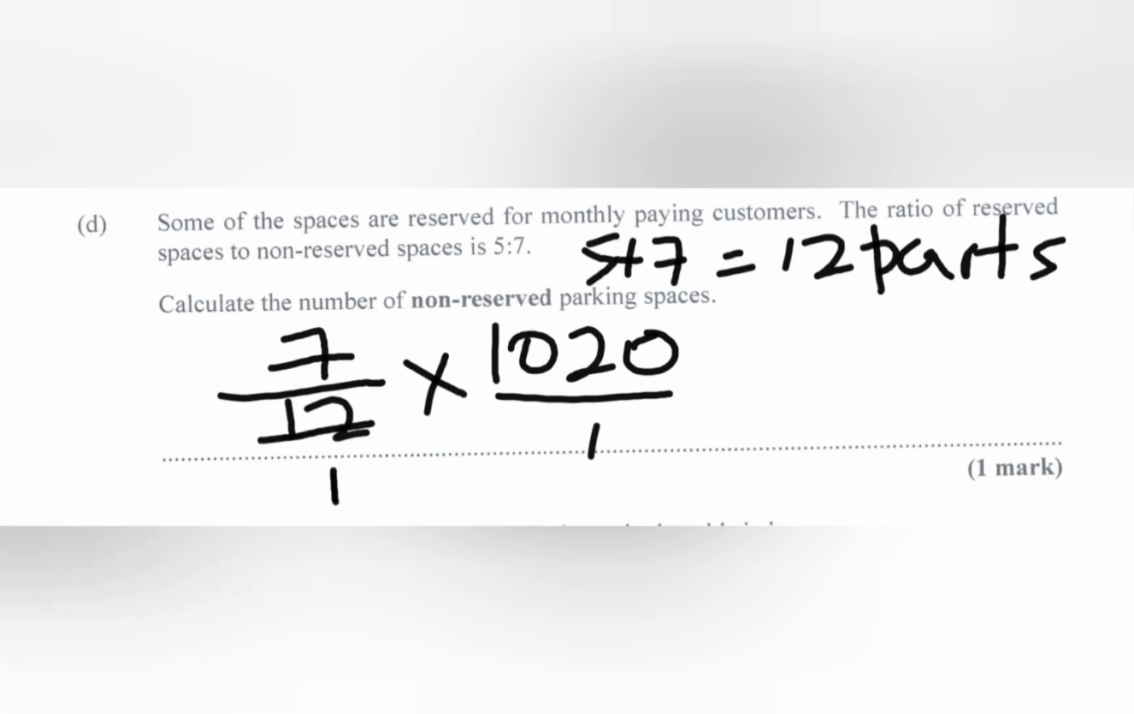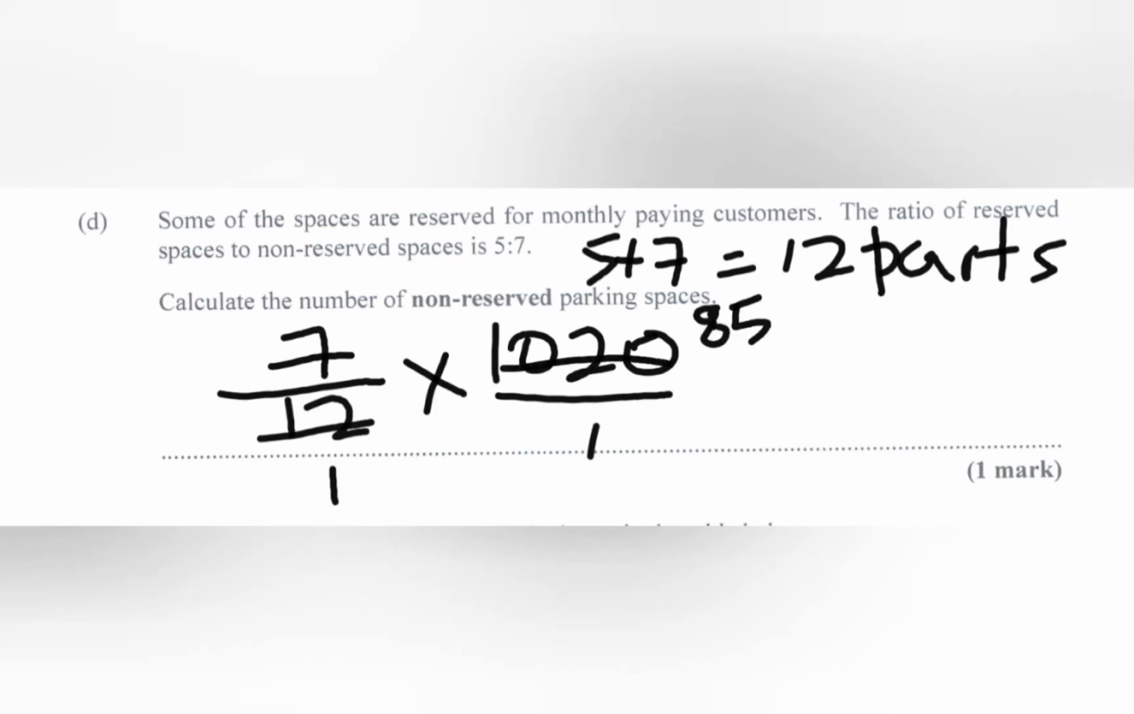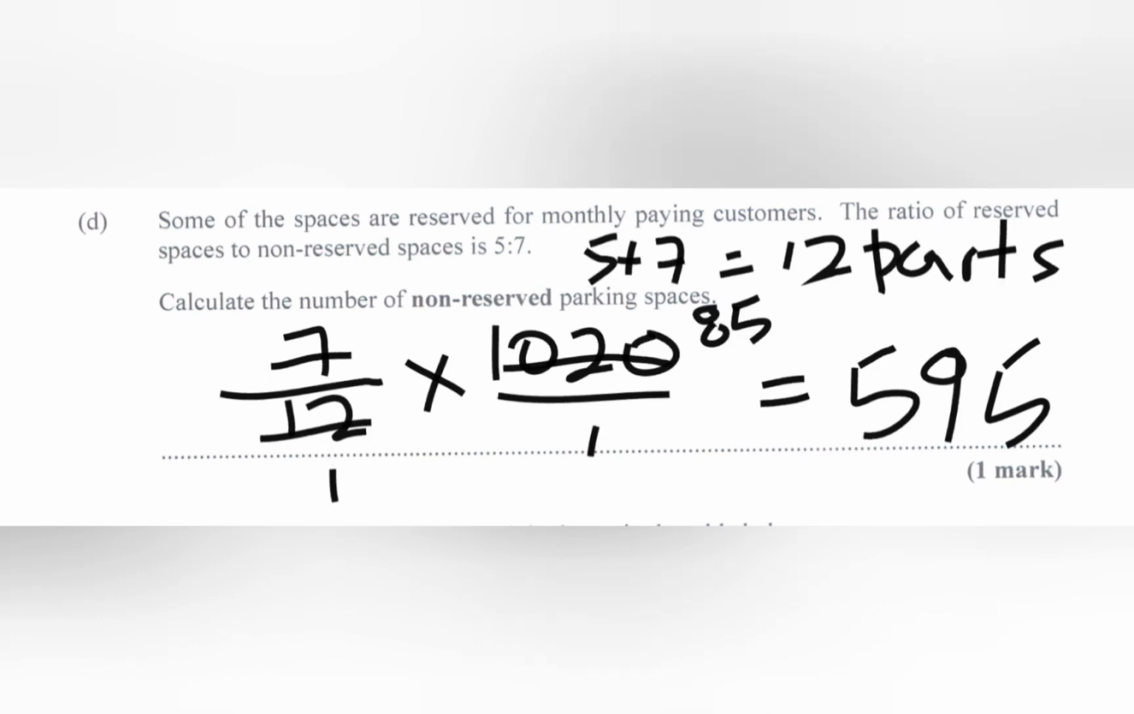So 12 into itself goes 1, into 1020 goes 85 times. So we're going to multiply 7 times 85, and that's going to give us 595. Therefore, there are 595 non-reserved parking spaces.